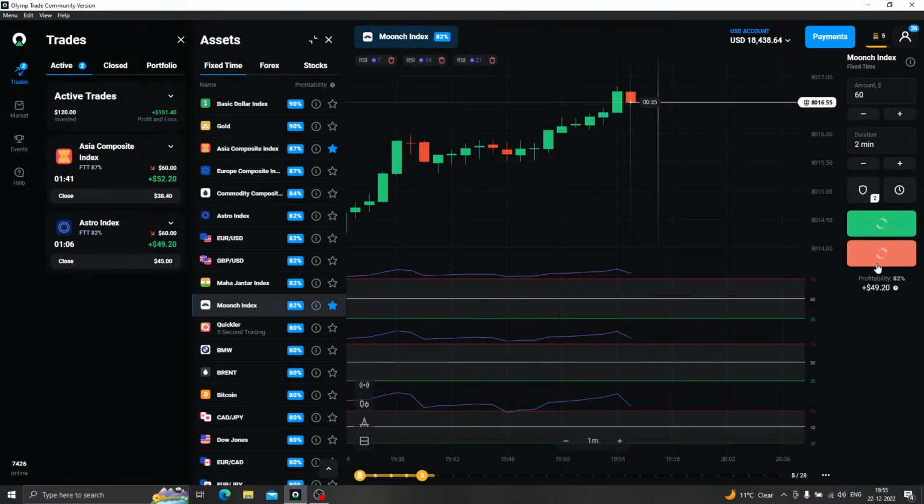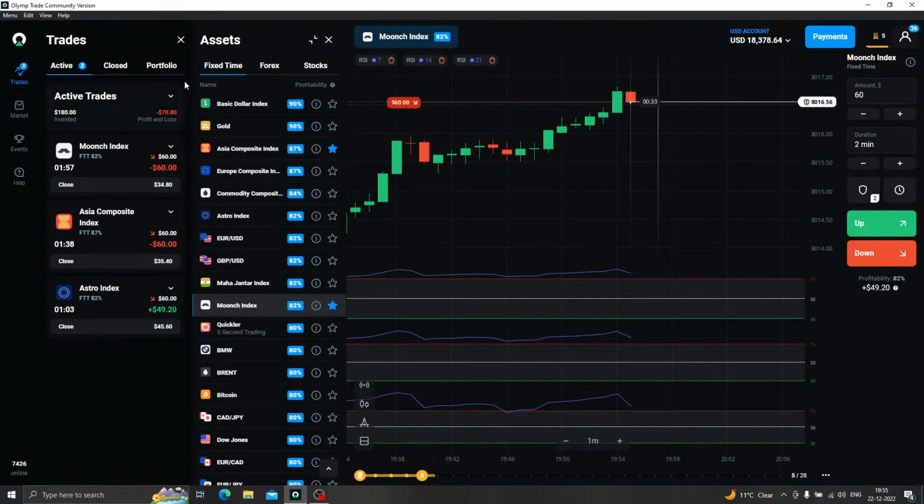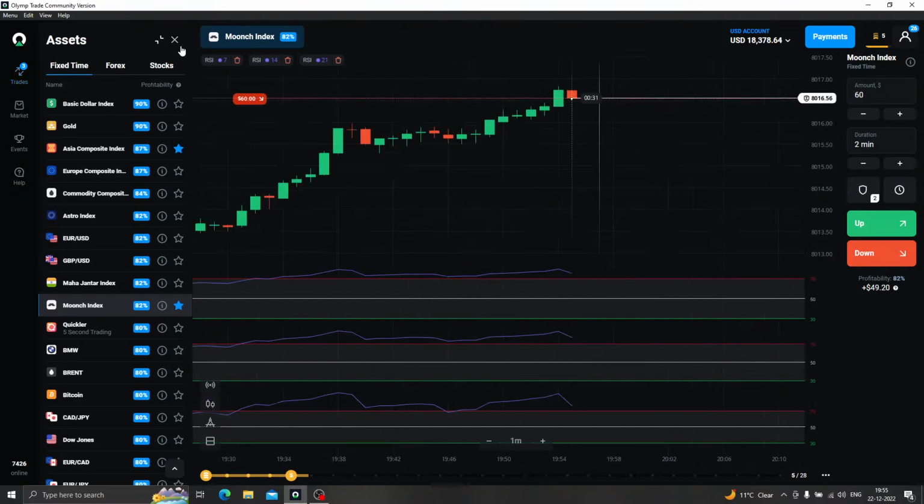Same is for Mooch Index. So now we have three trades. Let us wait for these three trades to close. Then we will do some further trading.